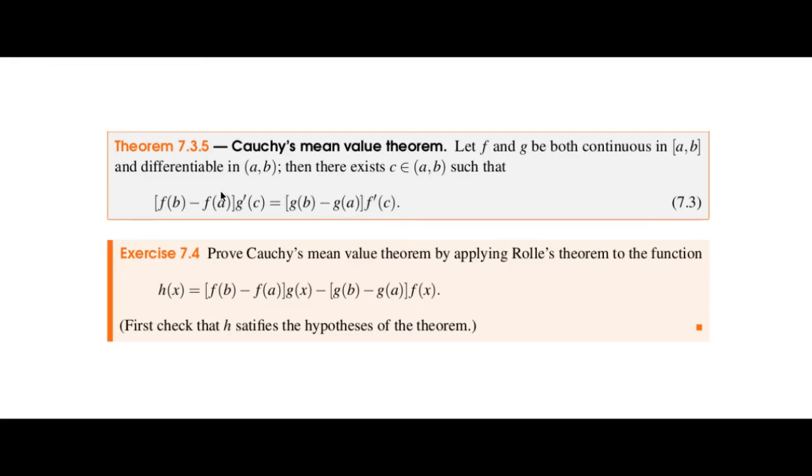The mean value theorem is actually a particular example of this more general theorem. Okay, and you can prove it using Rolle's theorem, applying Rolle's theorem to this function h. Okay, and again you have to check that h at a is equal to h at b, and that h is differentiable in the interval, continuous, and so on and so forth. And then you will get to this formula.